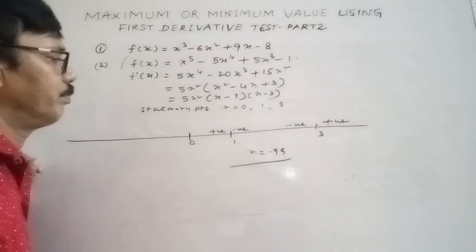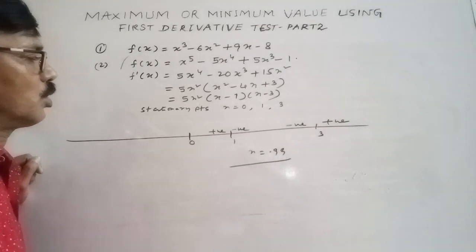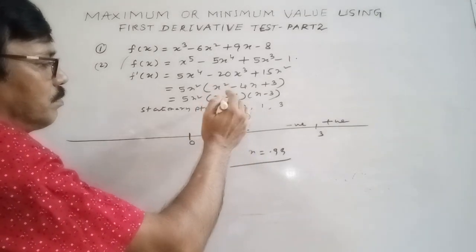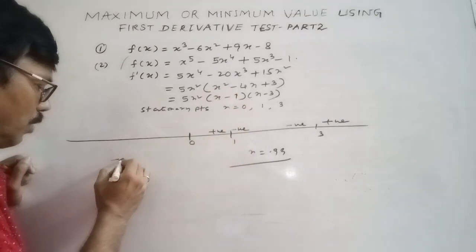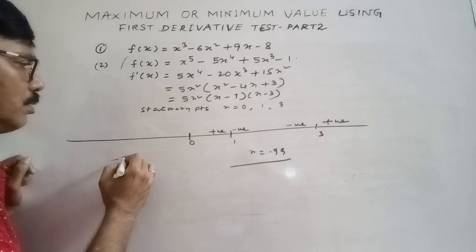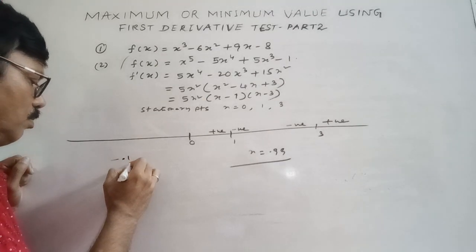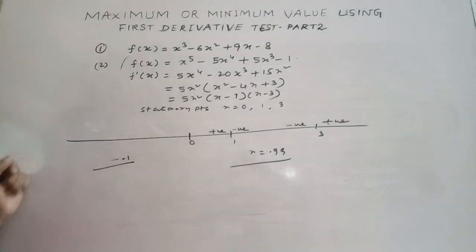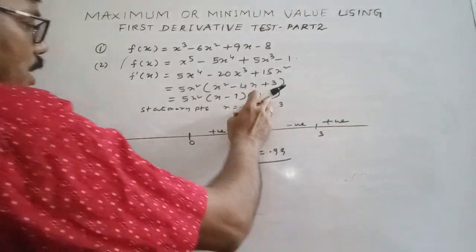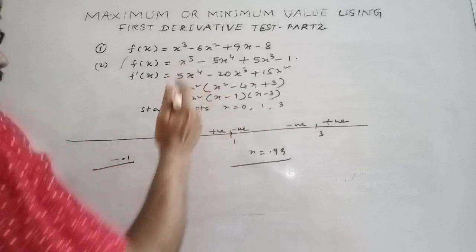Less than 0, suppose minus 0.1. Then x minus 1 is negative, x minus 3 is negative, the product is positive, and the square term is positive.